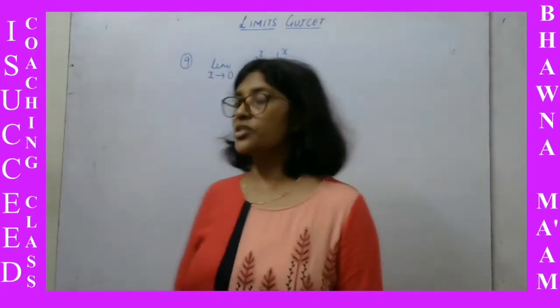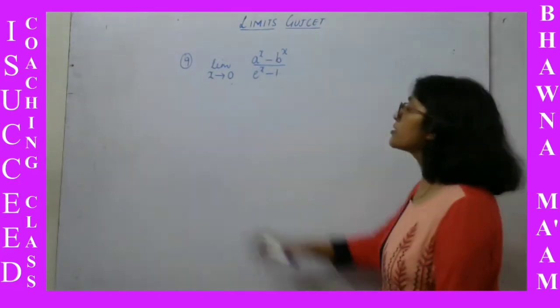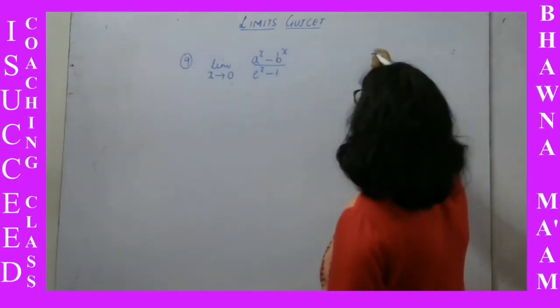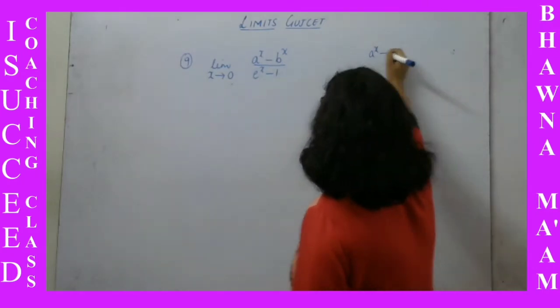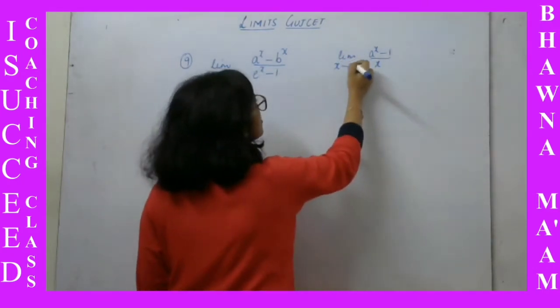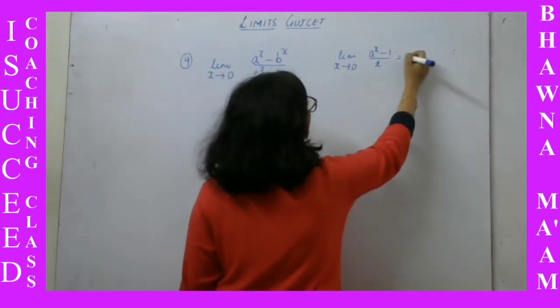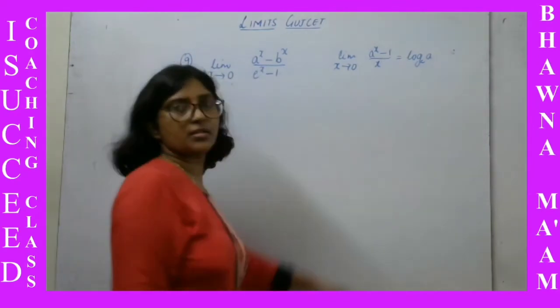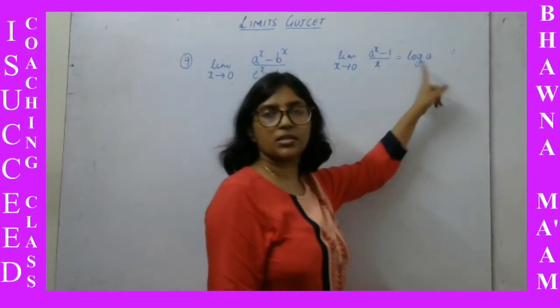Now a similar question: it is (a raised to x minus b raised to x) upon x, x tends to 0. So the same formula can be thought of over here, that is, limit x tends to 0 of (a raised to x minus 1) upon x is log a to the base e, and if it is e raised to x, it is going to be log e to the base e, so 1.